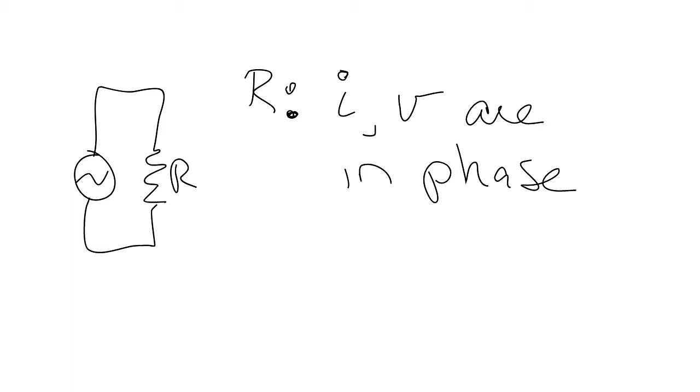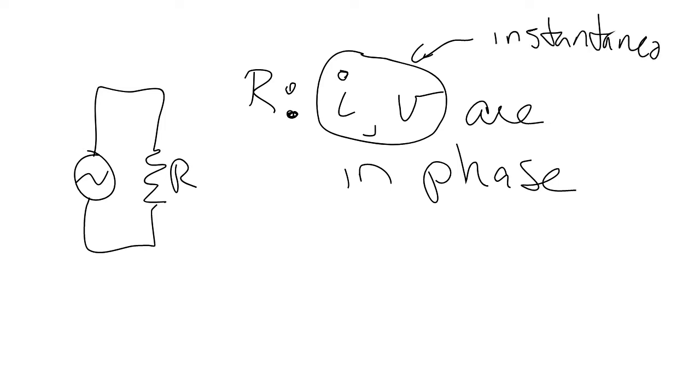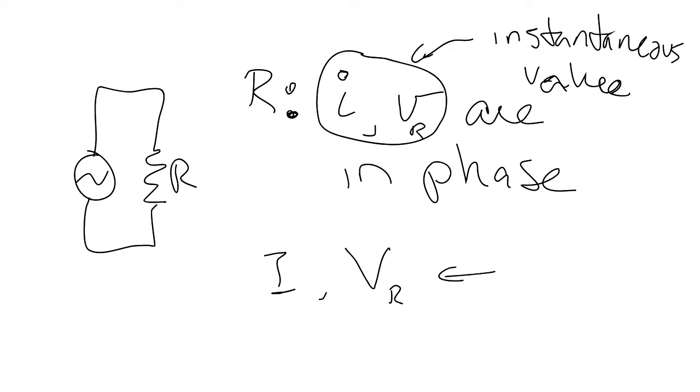Also pointing out, as part of the recap, is that we're using a lowercase i and v here, and this represents the instantaneous value. And if I ever use a capital I or a capital V, let's for instance, I should put a subscript R there, this would represent the amplitude or maximum value.